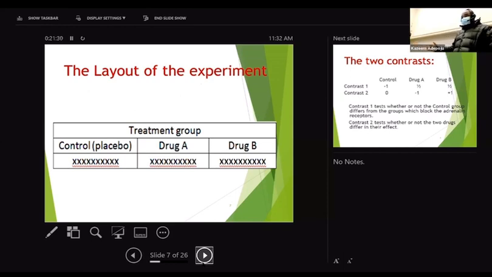We're going to have the control, which is placebo. When you are giving placebo, it doesn't have any effect. It's like nothing. Then you have drug A and drug B. If we want to compare, we have 3 levels here, so you're going to use analysis of variance. But if we have rejected the null hypothesis in the analysis of variance, there are a lot of contrasts that we can test, which I'm going to show you based on these 3 levels.